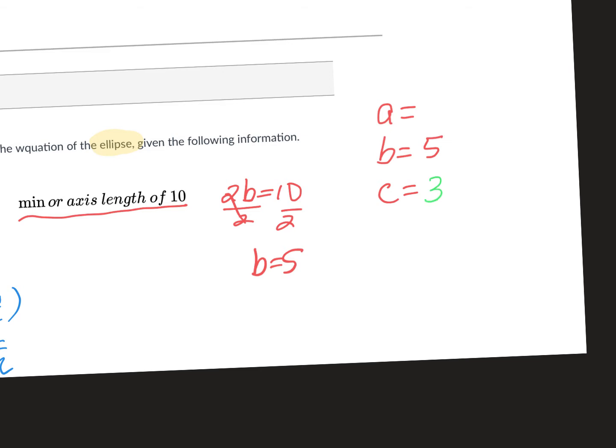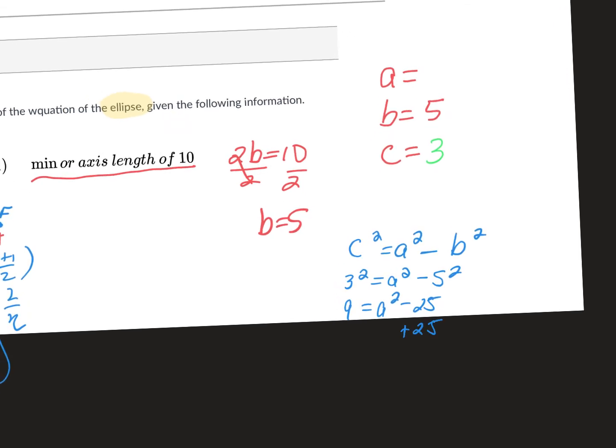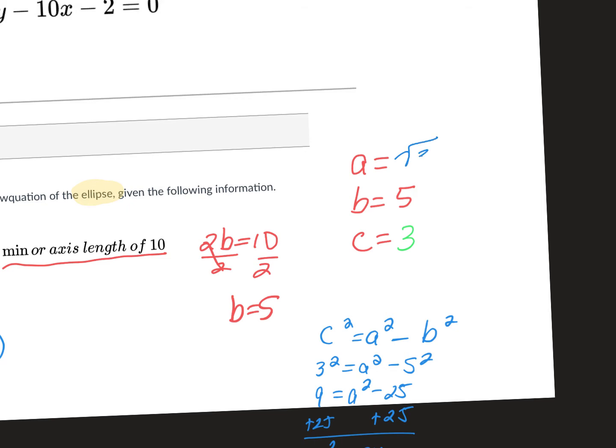Now I can find A. For an ellipse, guys, we have a little tiny equation. It's C squared equals A squared minus B squared. You have it on your paper in front of you. So you have 3 squared equals, we don't know what A is, A squared minus 5 squared. So 9 equals A squared minus 25. We're going to add 25 to both sides, and A squared equals 34. So my A value is the square root of 34, correct?